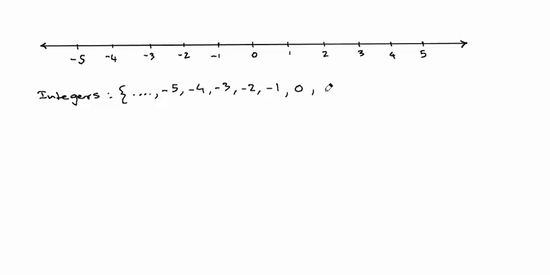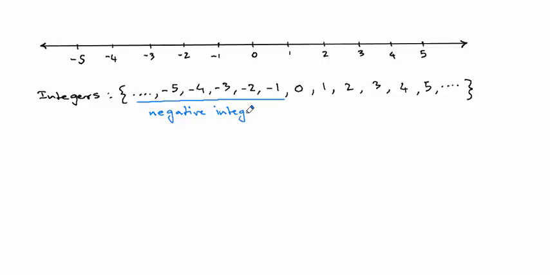And then you have the set of positive integers. You have 1, 2, 3, 4, 5, and so on. Dot, dot, dot, all the way up to positive infinity. And this portion out here are called negative integers. This side of 0, like I said, is the set of positive integers. And 0, of course, is also an integer.